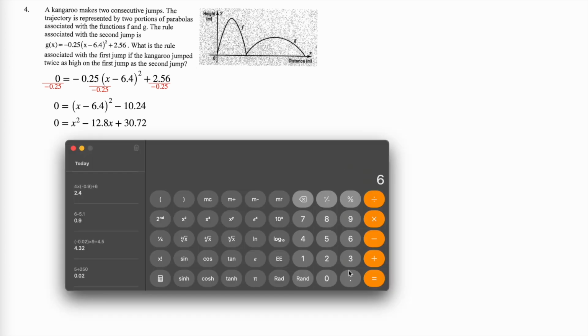Square this. Square the first term is x squared. 2 times the first times the last is negative 12.8x. Square the negative 6.4, 40.96, subtract the 10.24, gives us 30.72. This doesn't look terribly factorable.